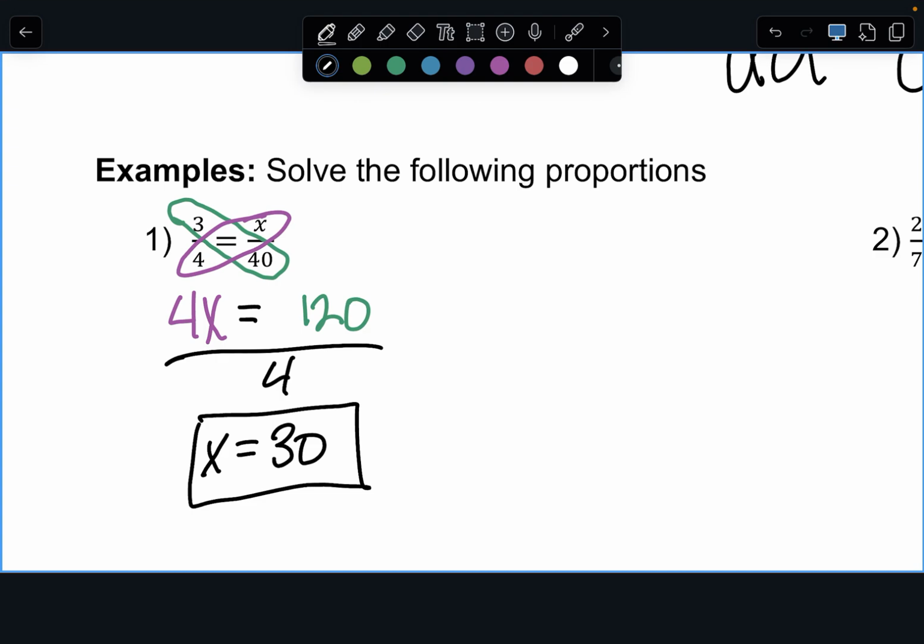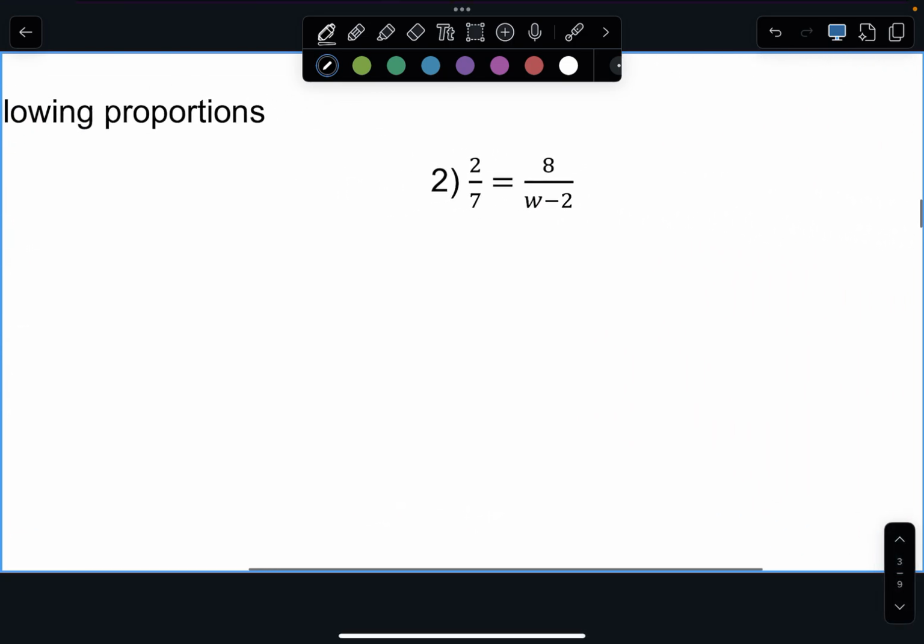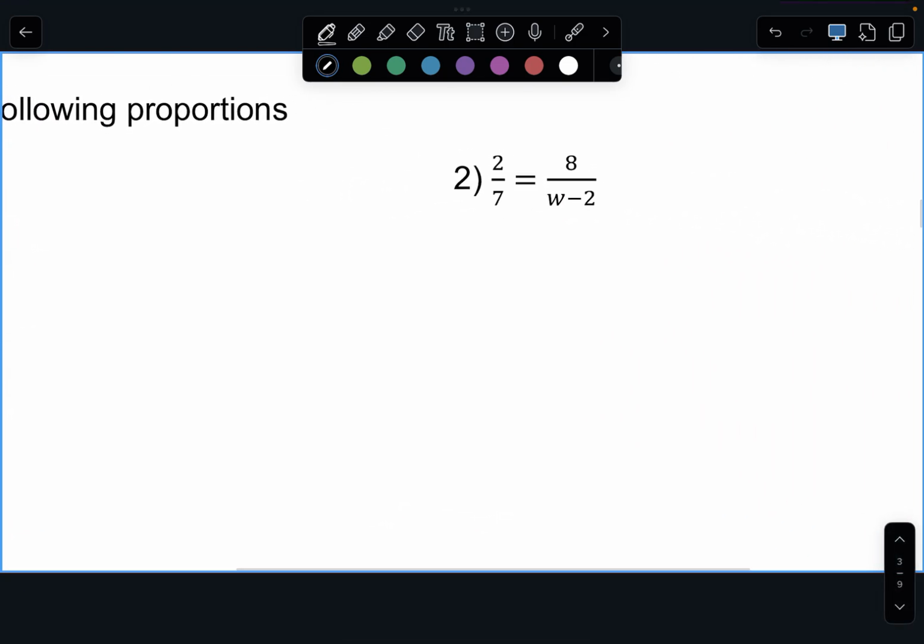Questions on that one? Okay, let's bump it up a notch. Now we have 2 terms in one of our denominators. Uh-oh. Let's not worry about it yet. Let's do the 8 times the 7 first. What's 8 times 7? 56. Okay. Here's where we need to be careful.